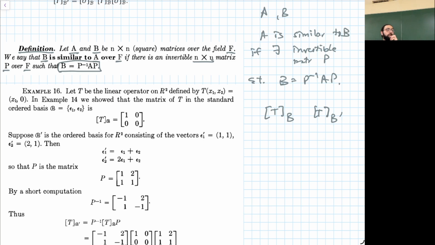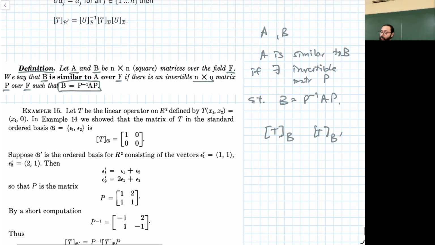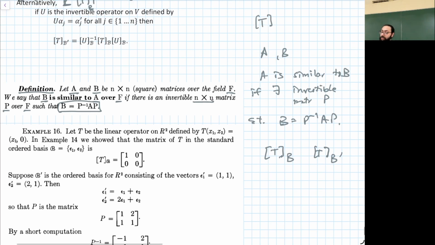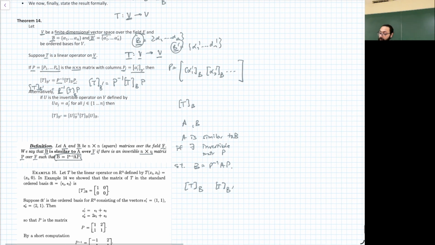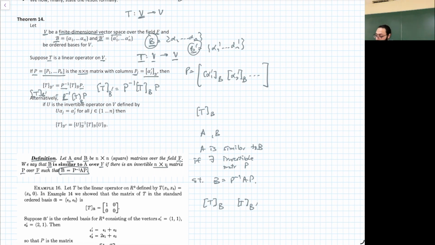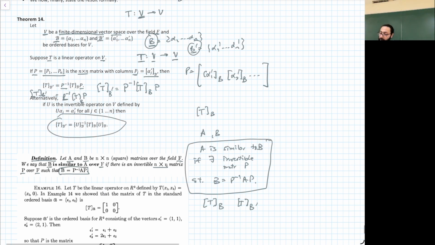Is it clear? So TB, anyone else? Given what we've studied so far, TB is the same as we had in the theorem. Theorem 14 is what it is. I'm asking, given the definition of similarity and given this equation, can you say something about the relation between TB and TB prime?